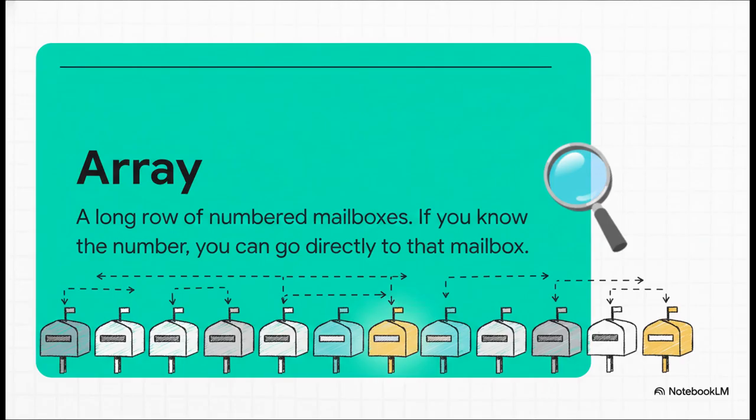I want you to think of an array like a perfectly organized street of mailboxes. Every single box has a unique number, its index. And if you know that number, say box number 1337, you can walk straight to it. No peeking in any other boxes. This direct access, that's the array's superpower.